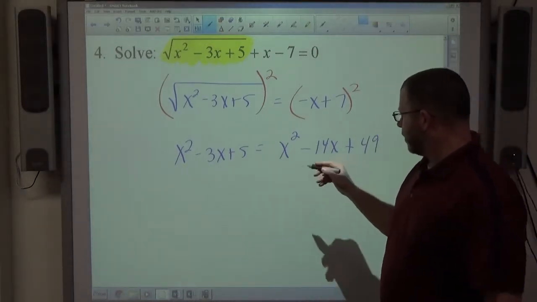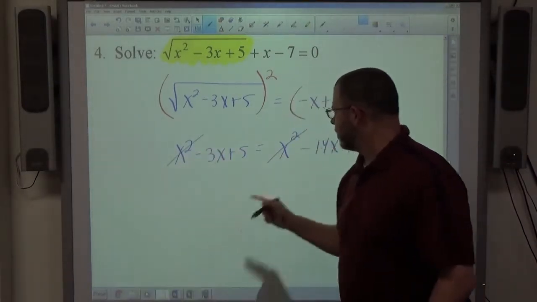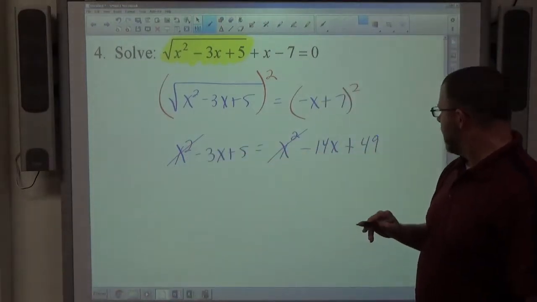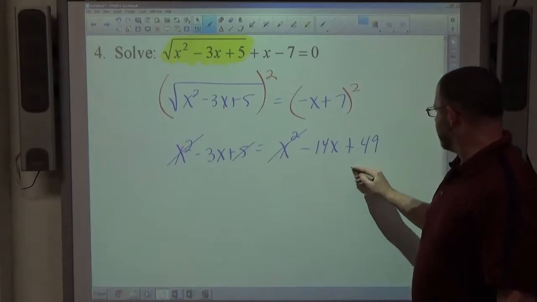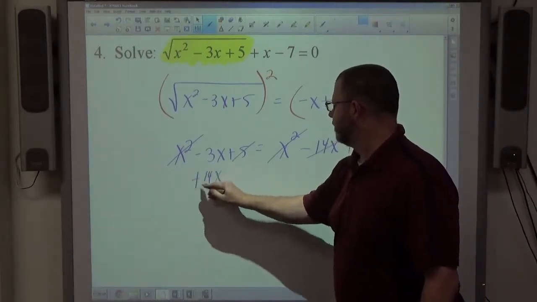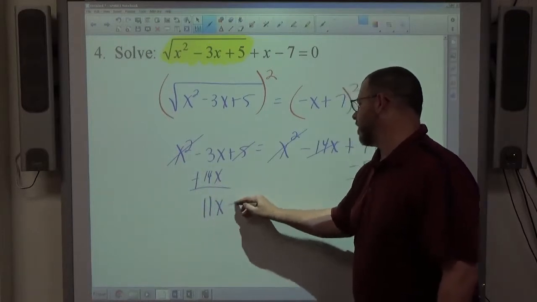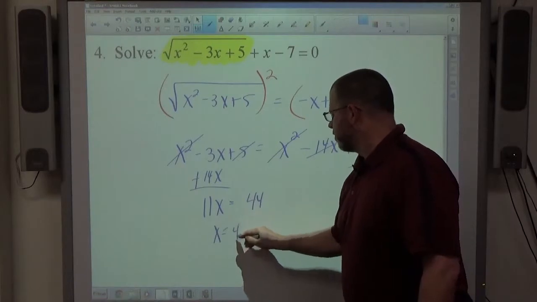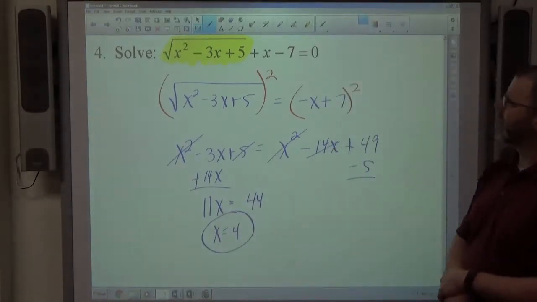I would probably move, or just strike the x squareds out, so there's one on both sides. Move that over, change the sign, they cancel. I would move the 5 over here, and the 14x over there. It gives me 11x on this side equals 44 on this side. So x equals 4 is the candidate for the right answer.